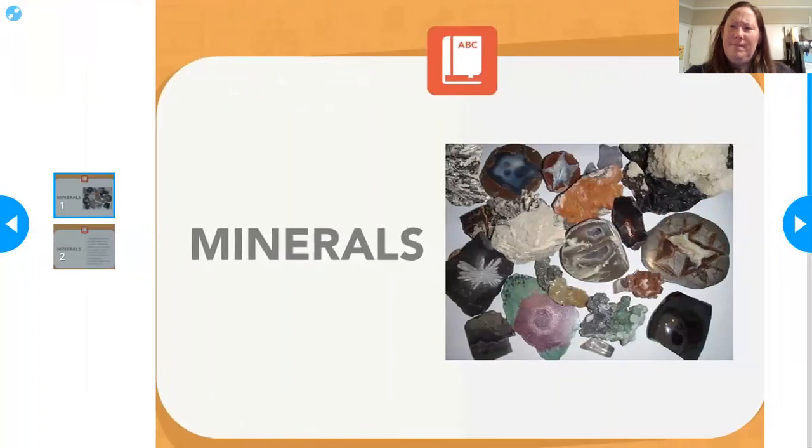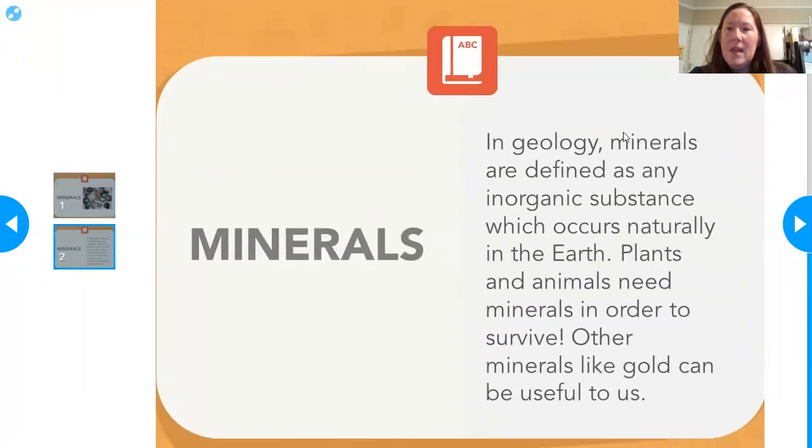And minerals. What is minerals? What do they have to do with plants? Well, let's see. In geology, minerals are defined as any inorganic substance which occurs naturally in the earth. Plants and animals need minerals in order to survive. Is that a new fun fact for you today? Other minerals like gold can be useful to us. I wonder how gold could be useful to us. Maybe the gold rush has something to do with that. Things to think about.